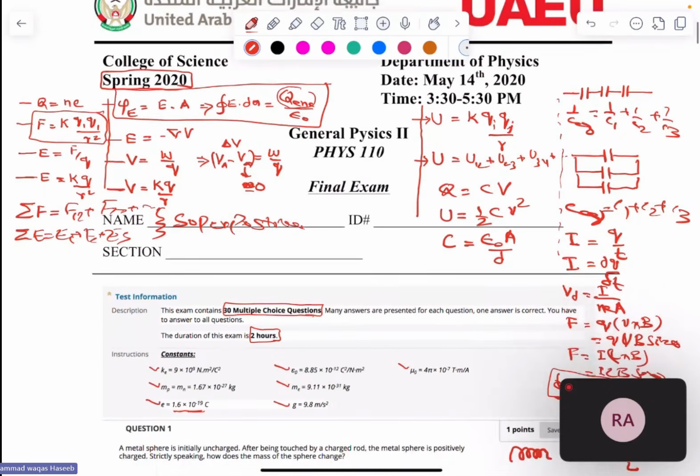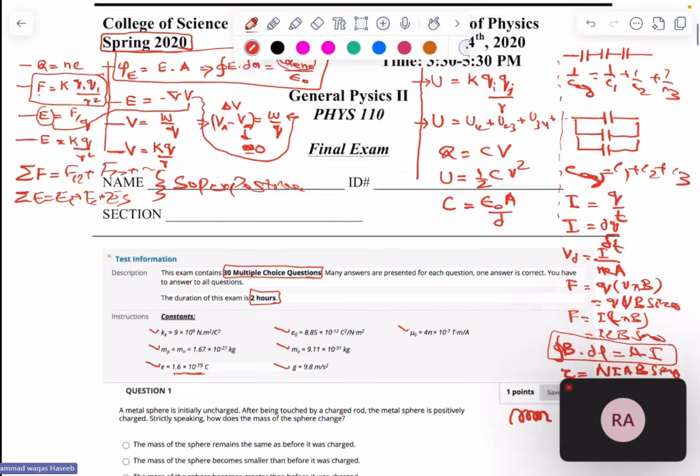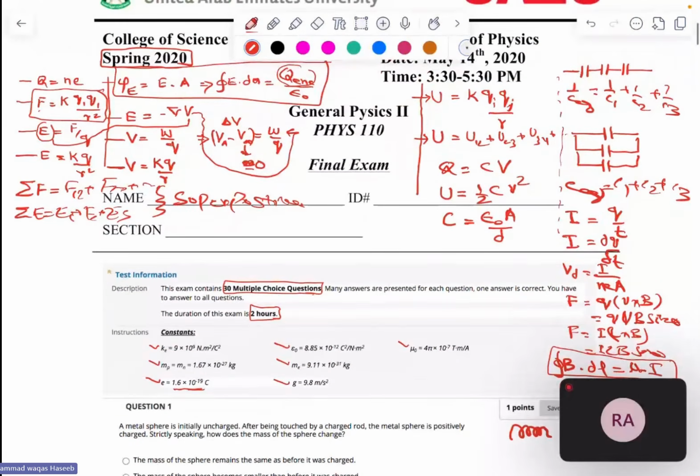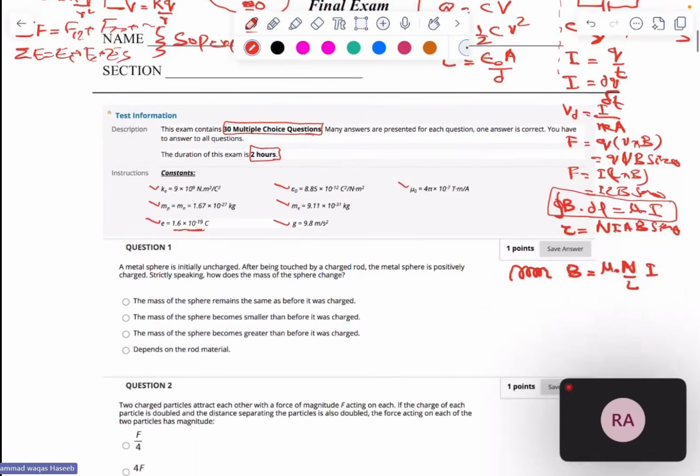So the goal is to find the force between the charges, but we find the force using the electric field. The electric field can be found from the potential, and the potential can be written in terms of the energy, which is a scalar quantity. So the goal of this course is to calculate the forces between the charges. We move from force through the electric field, to the potential, then to the energy, because we're going to solve the problems by dealing with scalars, which are easy to solve. So let's start by solving questions.